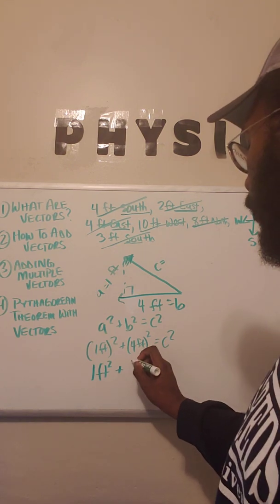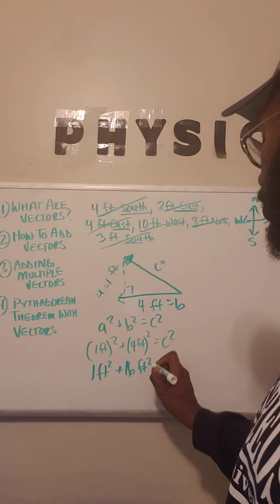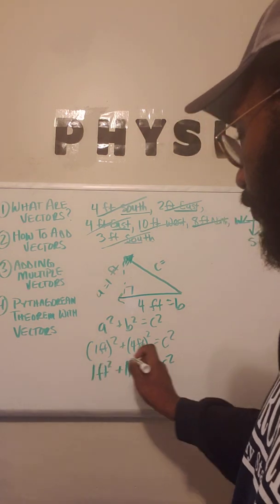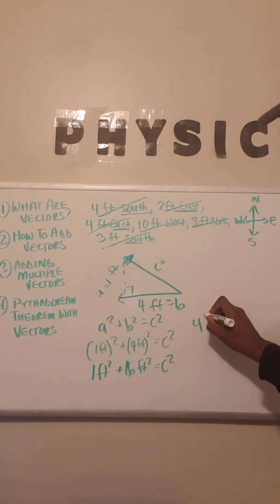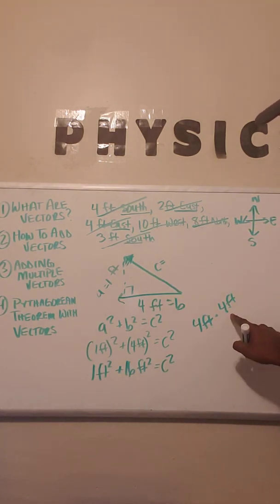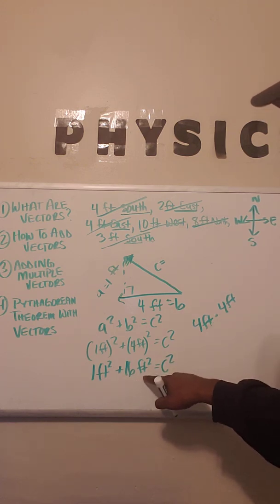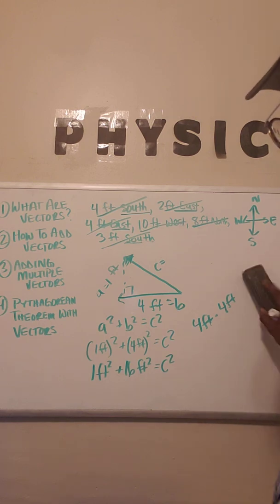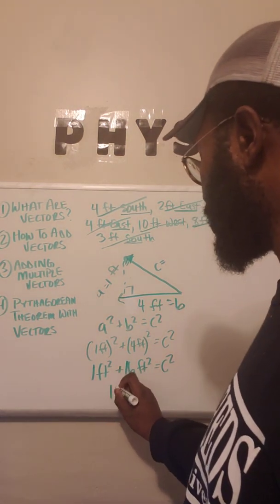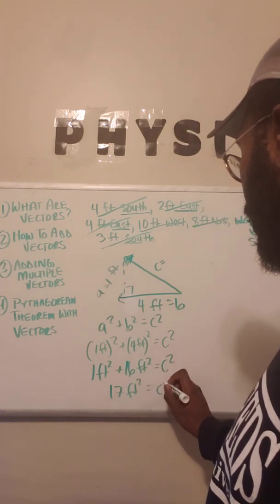Same thing here, 4 times 4 is 16. Feet times feet is feet squared. All right. Now let me show you that real quick. So for the 4 feet, if I did 4 feet times 4 feet, I get the 4 times the 4, which is 16. And then the feet times feet, which is feet squared. So that's why I have to square the units as well. So now I'm going to add these together. That's going to give me 17 feet squared equals c squared.